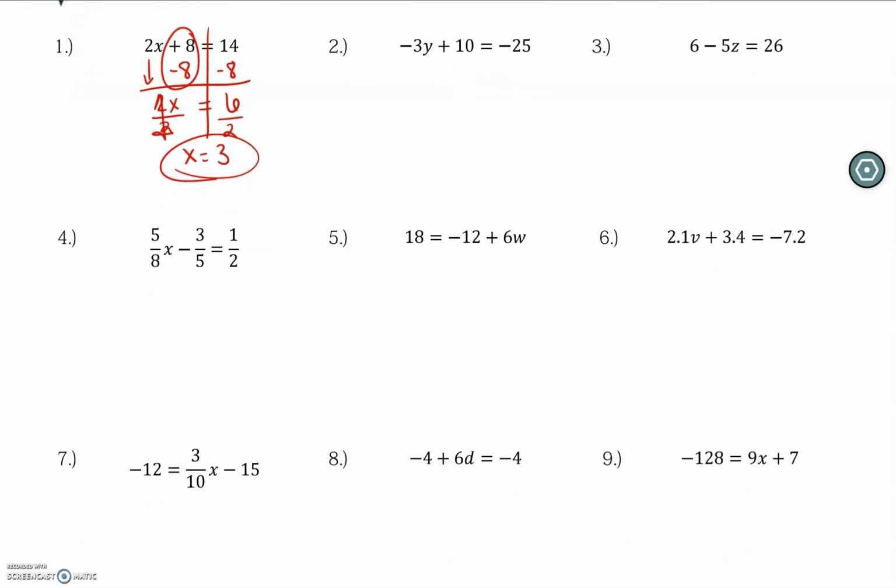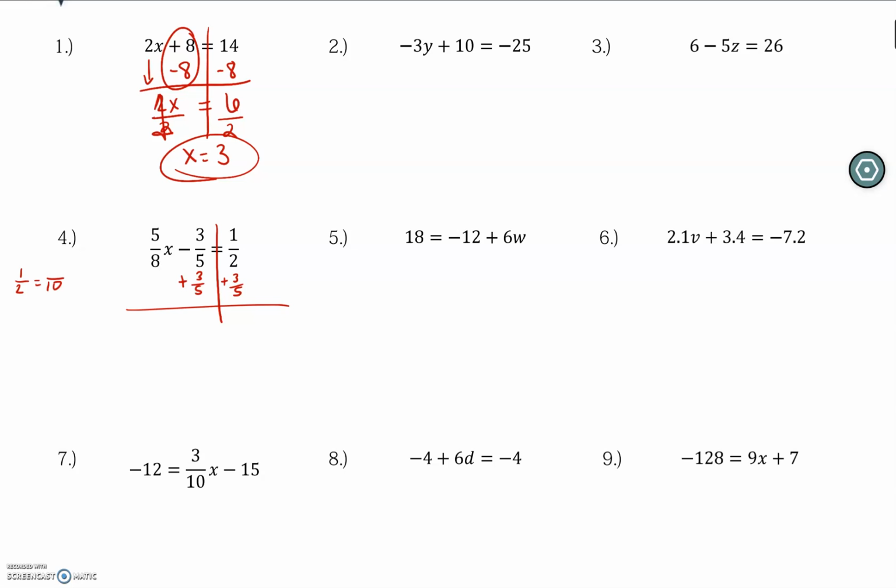Let's take a look at number 4. So again, I want to get the group by itself. So negative 3/5 is out on its own. It's a loner, so we got to move that first. I'm going to add 3/5 and add 3/5. So we can't add 1/2 and 3/5. We have to find a common denominator, which in this case would be 10.